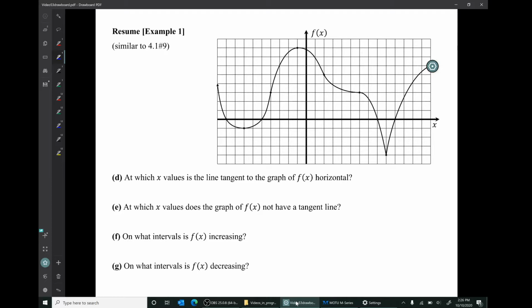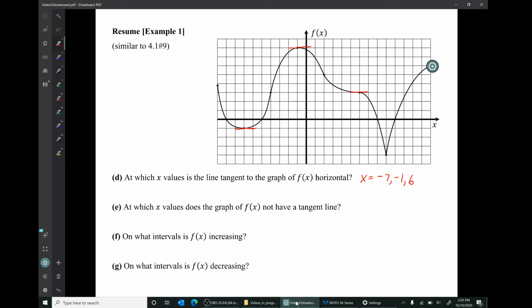First of all, question D, at what x values is the line tangent to the graph of f horizontal? Well, let's draw some horizontal tangents. Those three x values, so that's x equals -7, x equals -1, and x equals 6.